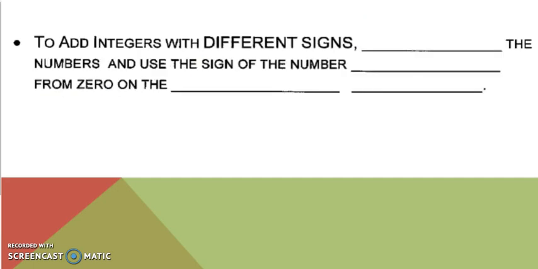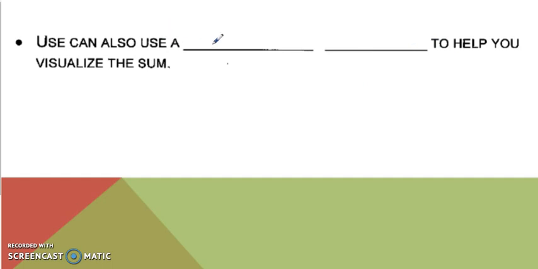To add integers with different signs, we are going to subtract the numbers. And then we use the sign of the number that is farthest from 0 on the number line. So, different signs, we will subtract and keep the sign of the number that is farthest from 0 on the number line. You can also use a number line to help you visualize the sum.